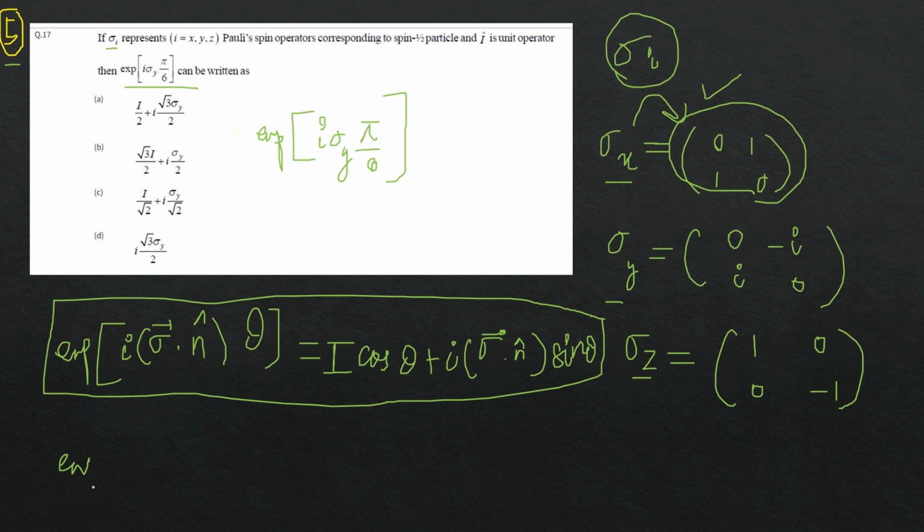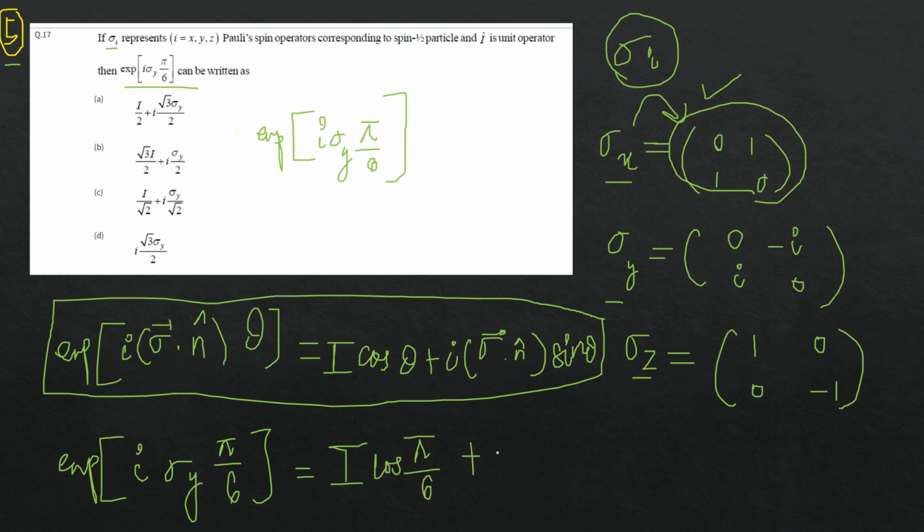So according to the question, exponential i sigma y pi by 6 will be equal to, just putting the values in the formula, I cos pi by 6 plus i sigma dot n cap, that is sigma y here, sine pi by 6.